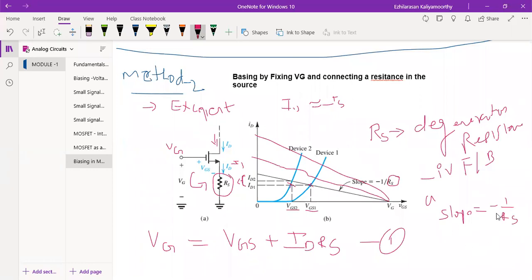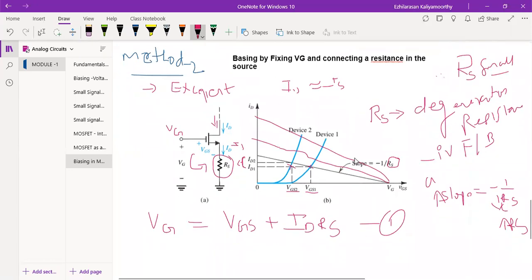Now what happens if I decrease the source resistance? The slope will increase, correct? This means the line will shift upward. If I increase my RS, then automatically the slope will come down. So very simple. From this, I can say the RS value should be small actually. Correct? We have to make it small.